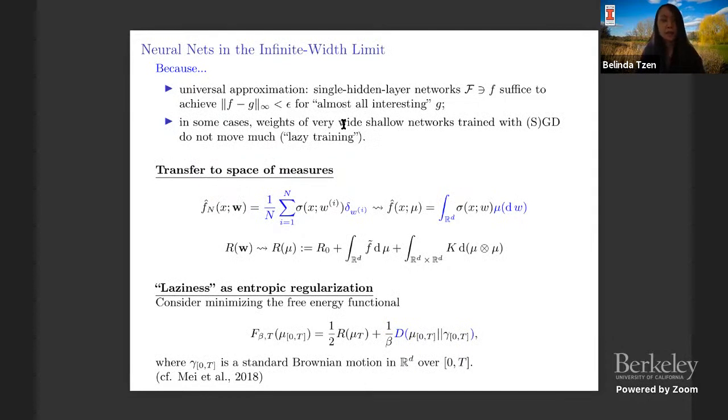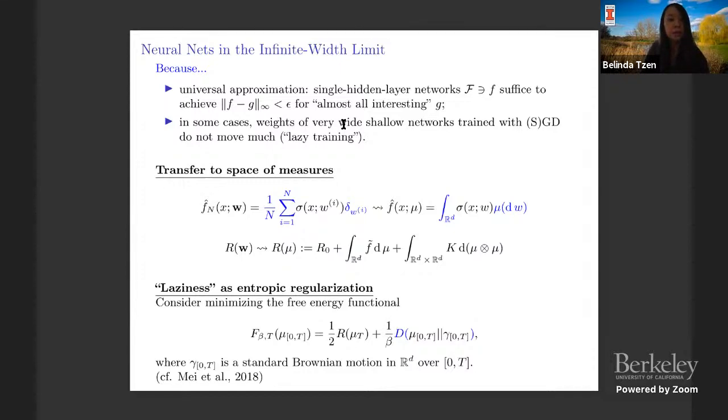And now that we've set up this measure theoretic formulation, we can also think of the laziness of training as entropic regularization, where instead of considering minimizing just the risk of the weights or the measure, we consider minimizing the free energy functional comprising the risk at some terminal time and some divergence relative to some sort of prior on the weights, the prior reflecting initialization.